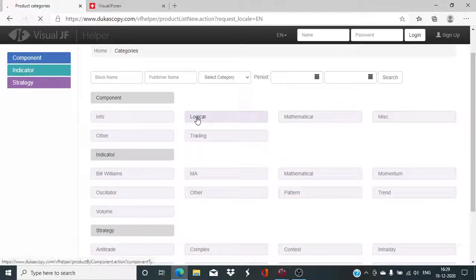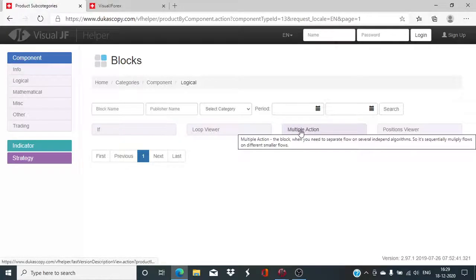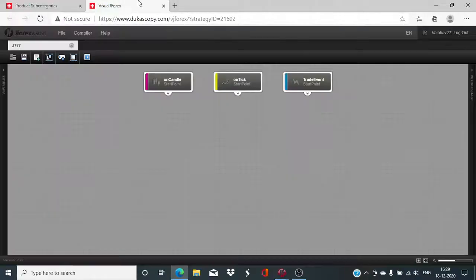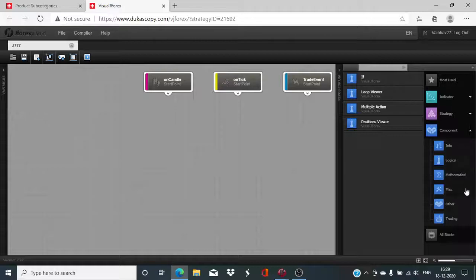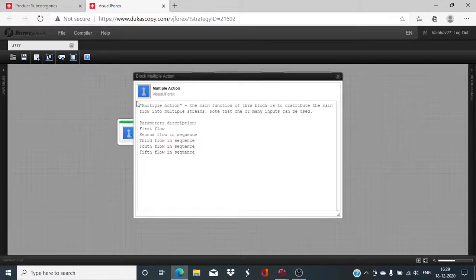This is included under the logical classification. Here it is, multiple action. Now, to see its functionality, you will find it listed amongst the logical blocks. Here it is, multiple action. We also have brief info here, so whenever you want to see what it's all about, you can read it.